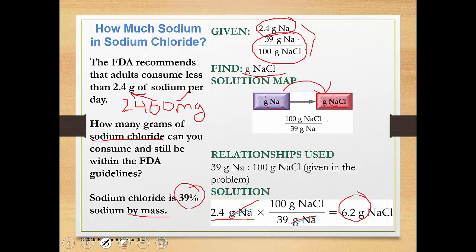That's really not a lot of salt, especially when you consider that most of the prepackaged food that we have these days has salt added to it. Almost everything we buy commercially has some salt in it to make it taste better, even sweets. A lot of sweets have added salt to kind of offset the sweetness. So it's actually pretty difficult to stay within that recommendation of 6.2 grams.